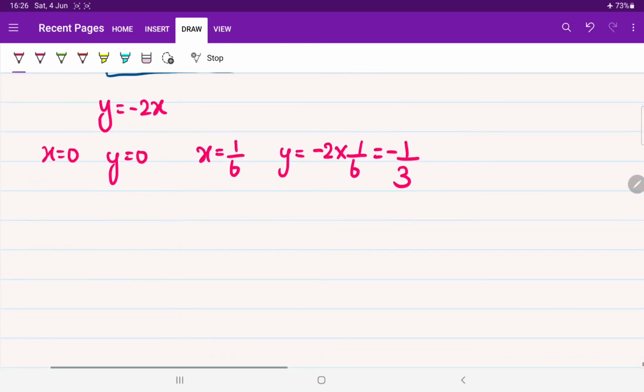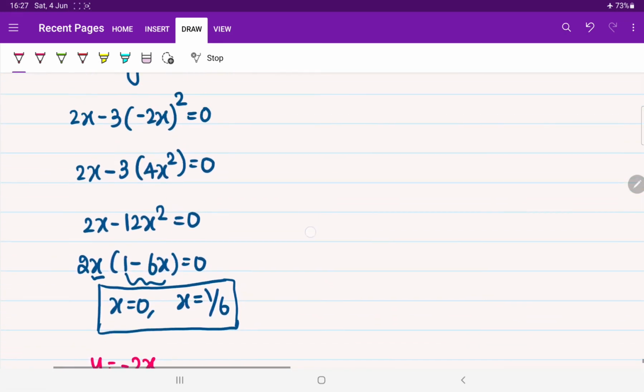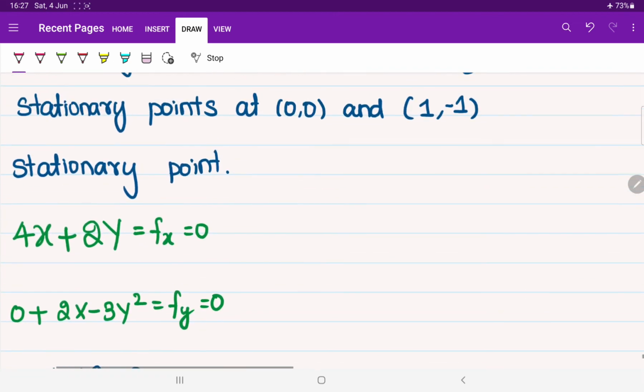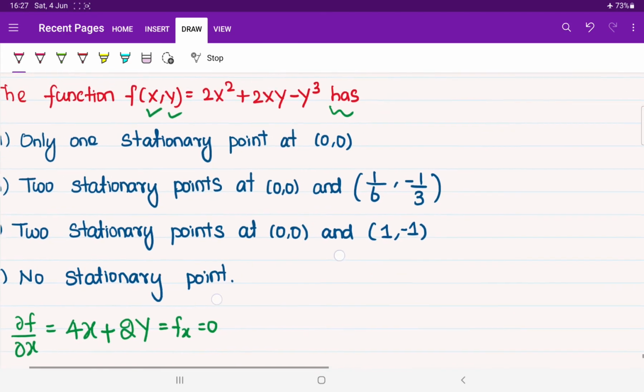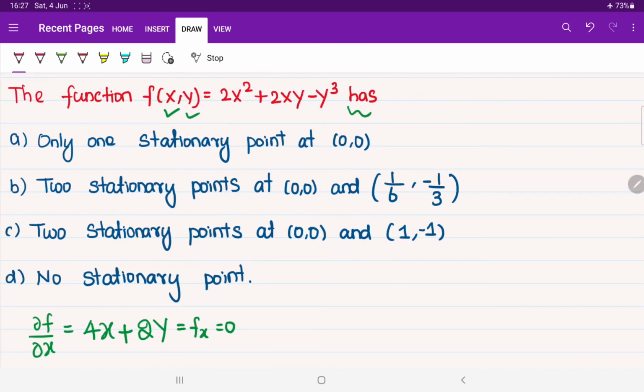So what are the stationary points? When x equal to 0, y also 0. When x equal to 1 by 6, y will become minus 1 by 3. So (0, 0) and (1 by 6, minus 1 by 3) are the stationary points. Is there any option like that? See, they have told that only one stationary point at (0, 0). No, that is wrong. Two stationary points (0, 0) and (1 by 6, minus 1 by 3). Of course, that is correct. Obviously, the other two options are going to be wrong only. So this is how we are identifying the points.